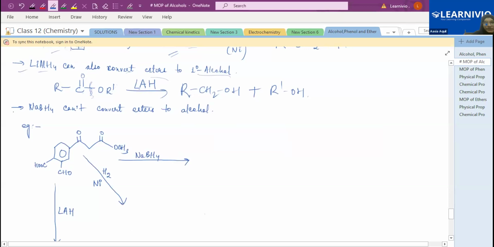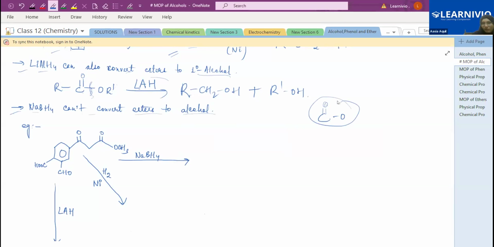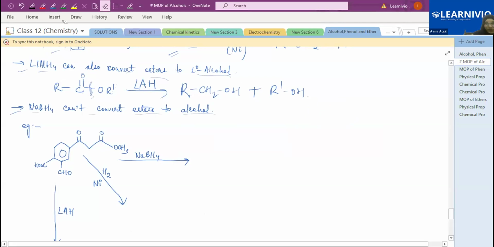Next point is sodium borohydride can't convert ester to alcohol, right? Because it's a weak reducing agent. And ester has two oxygen atoms, the COO group, and both oxygen groups need to be removed, and for that we should use a strong reducing agent. So this will not be reduced by a weak reducing agent like sodium borohydride. Sodium borohydride will not reduce this ester to the corresponding alcohol.